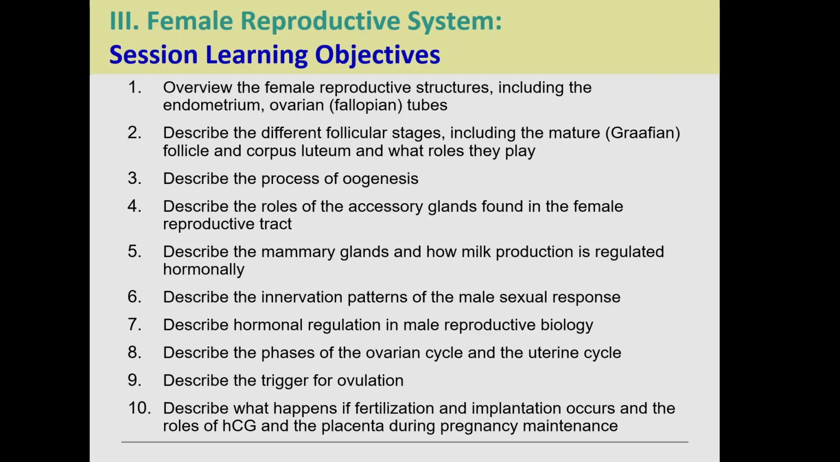We'll talk about the follicular stages and maturation of a follicle, as well as the corpus luteum and the jobs they do. We'll talk about oogenesis, accessory glands, mammary glands, innervation for female sexual response, hormonal regulation, and then phases of the ovarian and uterine cycles and how ovulation is triggered. And then we'll talk about what happens if fertilization and implantation occur, and some of the roles of different hormones and structures with pregnancy maintenance.